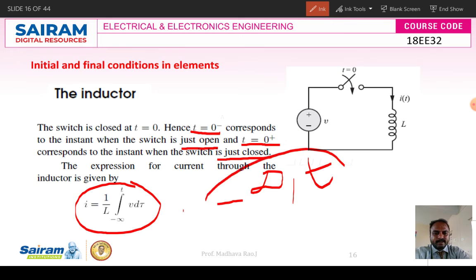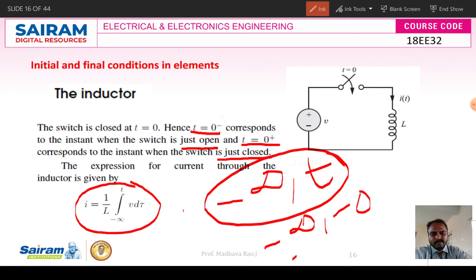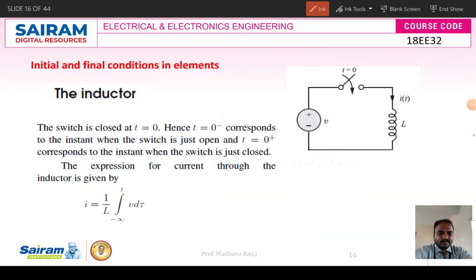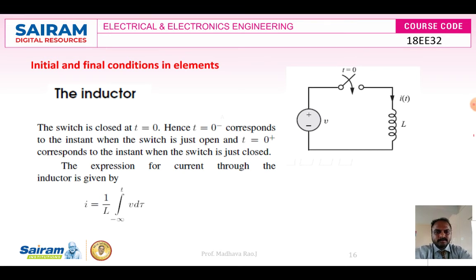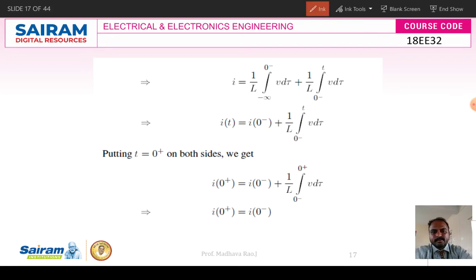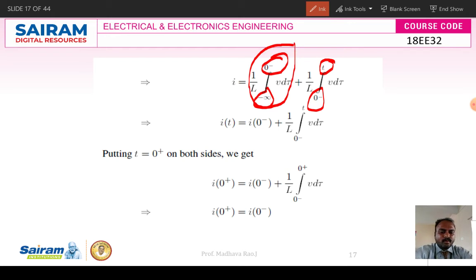So what we will do: minus infinity to 0 minus is one limit, and 0 minus to T is another limit. Those limits we will take and solve for the initial conditions. So here we have changed the limits to minus infinity to 0 minus and 0 minus to T. From minus infinity to 0 minus the switch is open, there is no current. That is what we have represented as I of 0 minus. So 1 by L integral from 0 minus to T. Now T is equal to 0 plus.